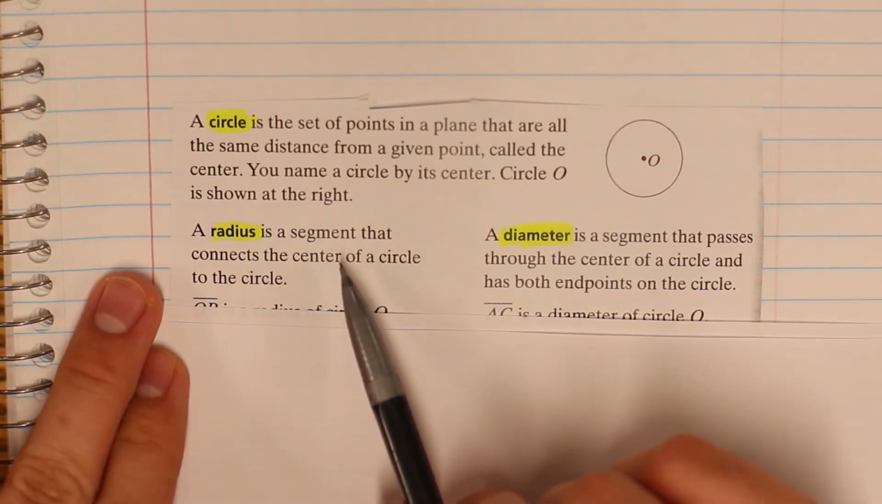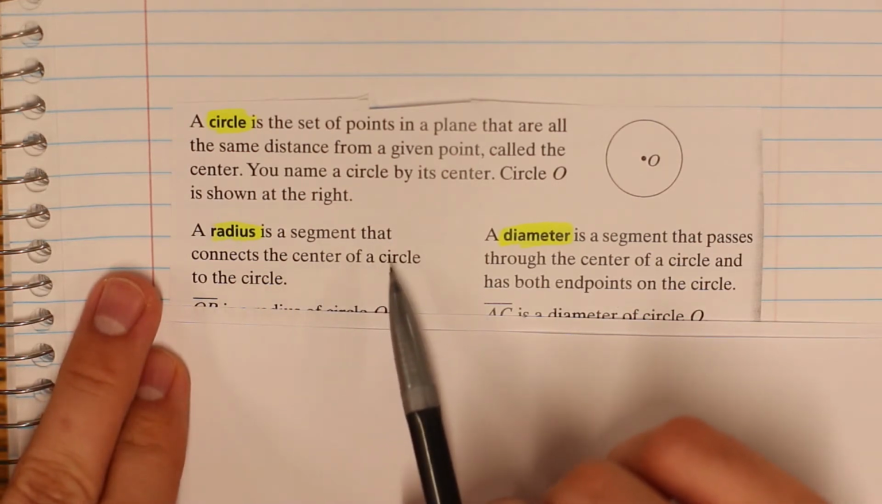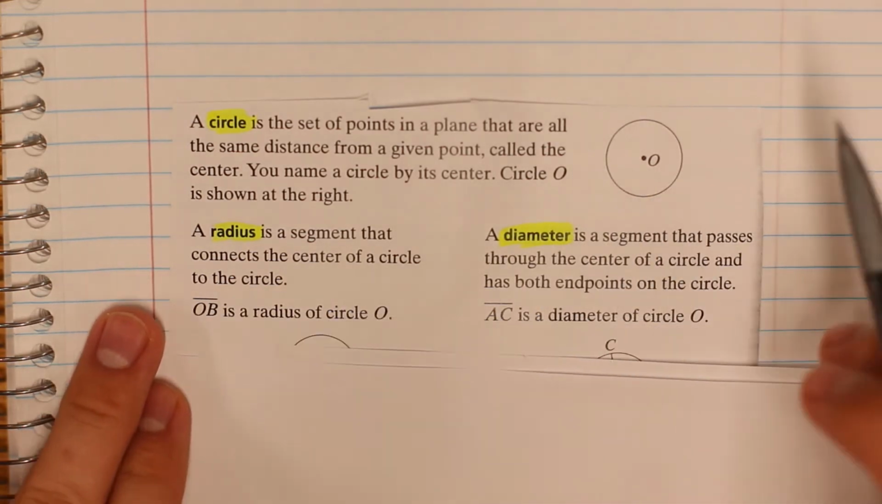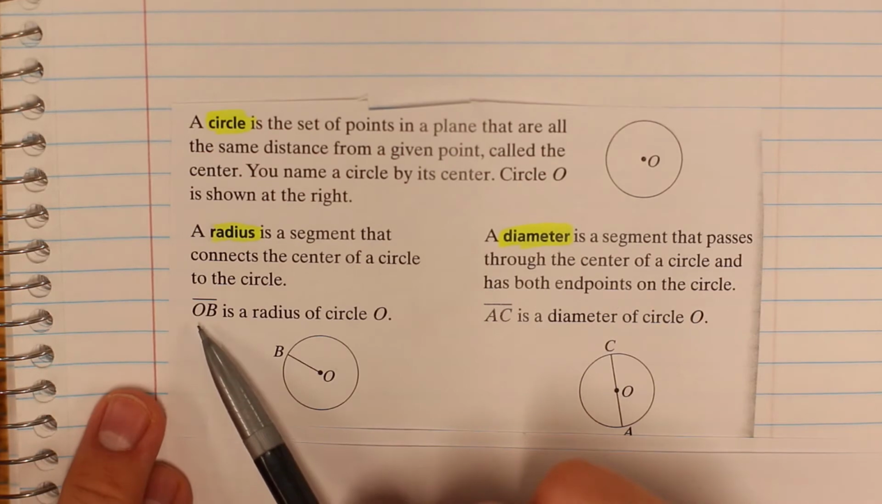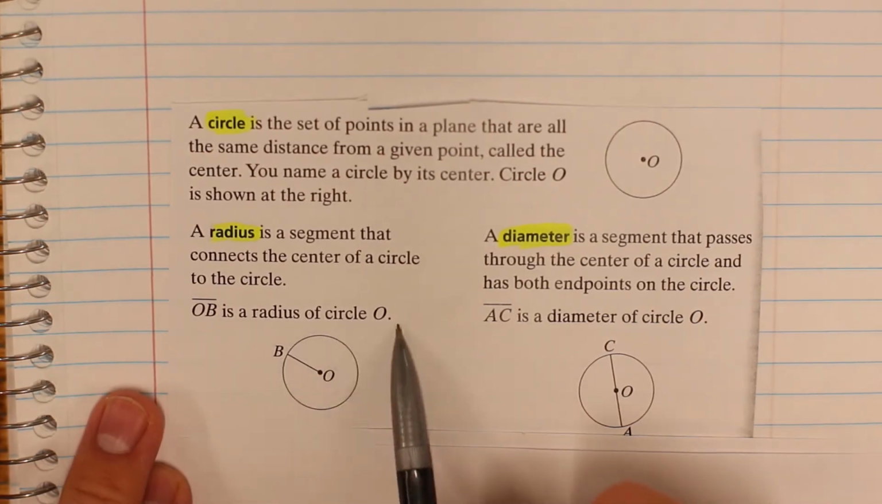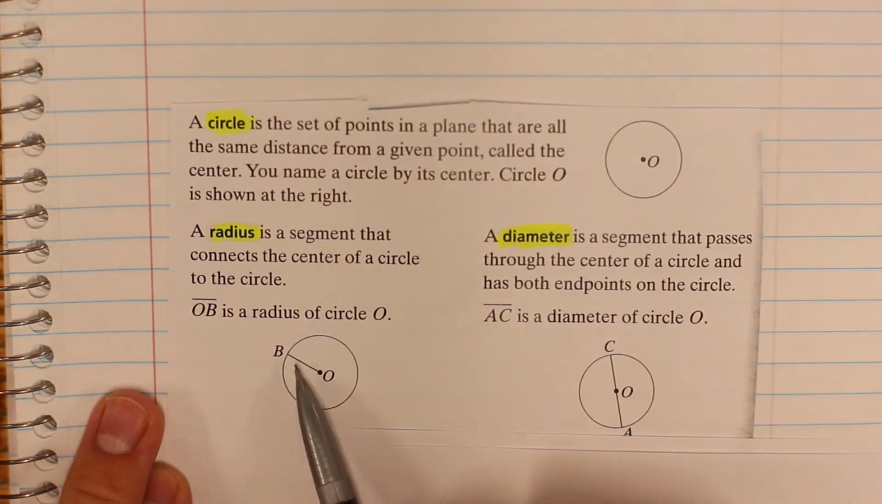All right. A radius is a segment, meaning a line segment, that connects the center of a circle to the edge. So for instance, line segment OB is a radius of circle O. So OB, that's the line right there.